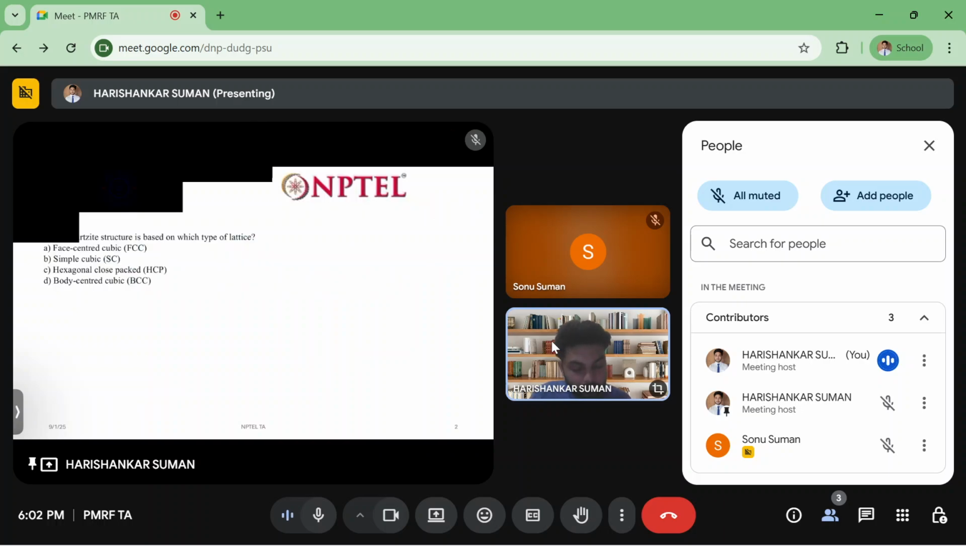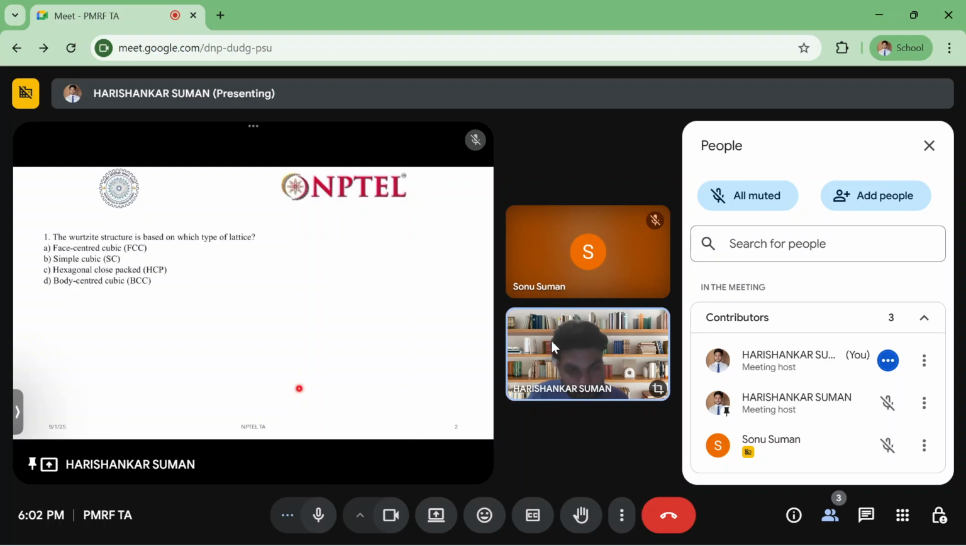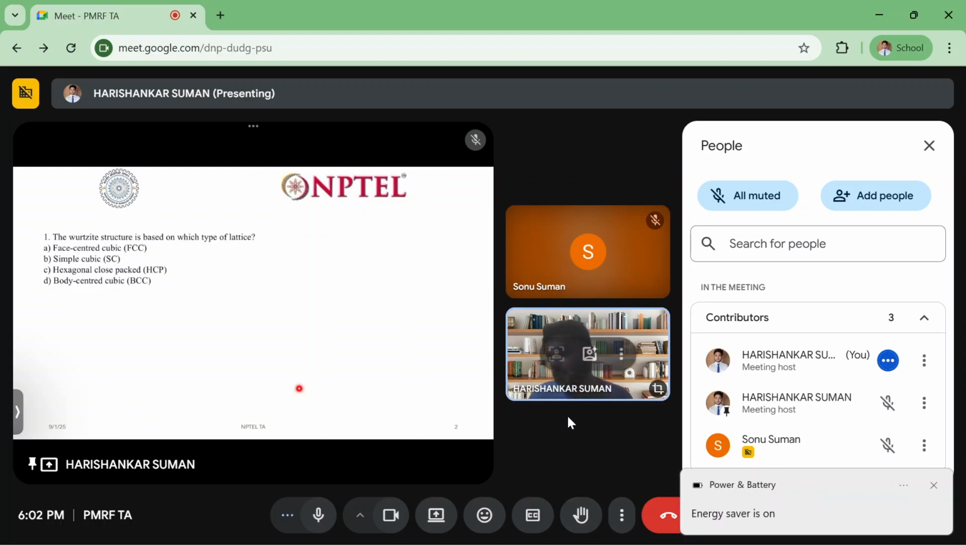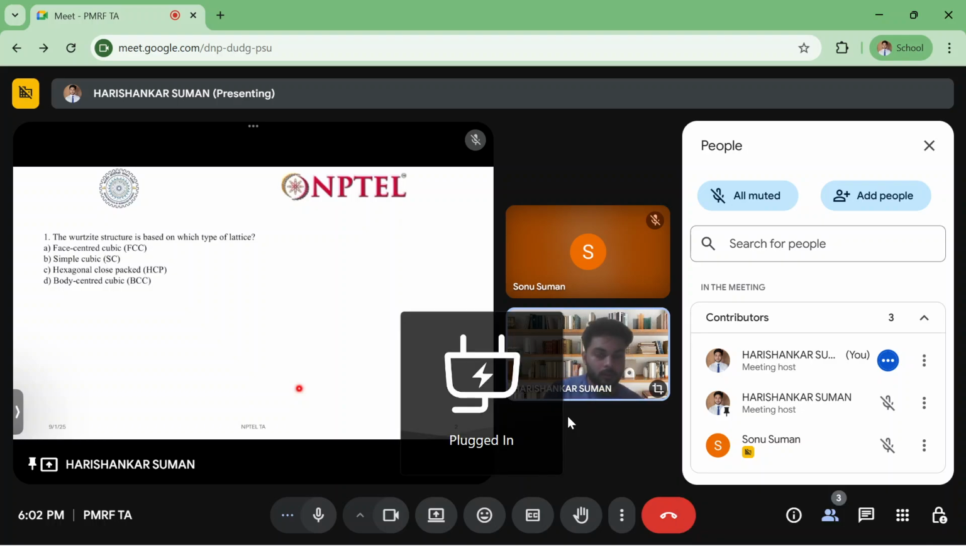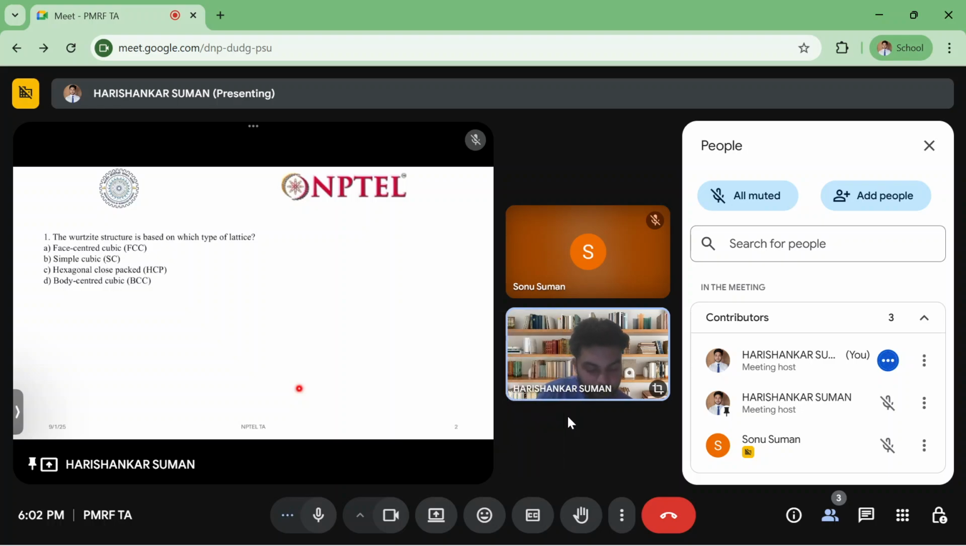So today we will discuss questions on the natural properties, which is the sixth assignment. The first question is: wurtzite structure is based on which type of lattice? FCC, body-centered cubic, simple cubic, or hexagonal close-packed? So what will be the answer?